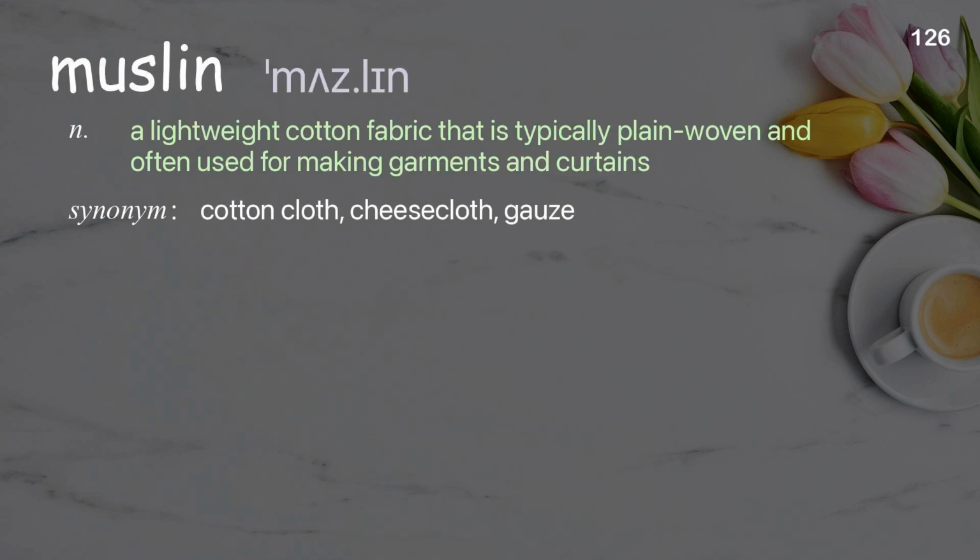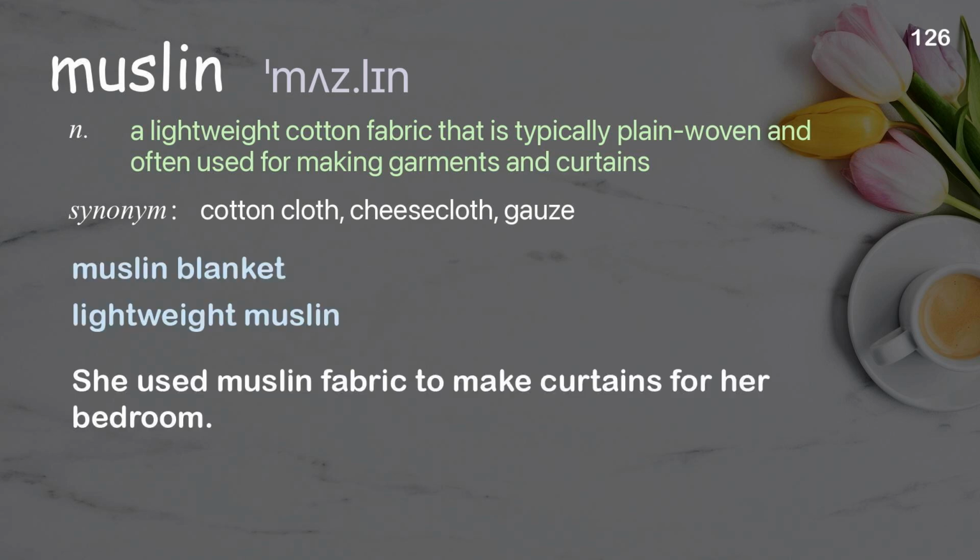Muslin. A lightweight cotton fabric that is typically plain woven and often used for making garments and curtains. Examples: muslin blanket, lightweight muslin. She used muslin fabric to make curtains for her bedroom.